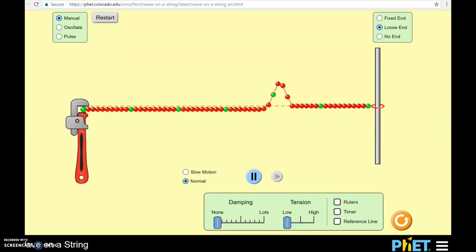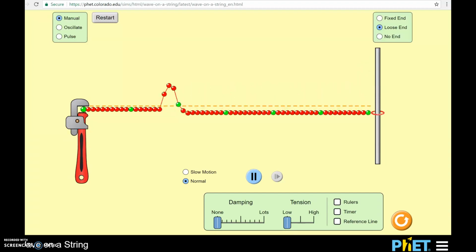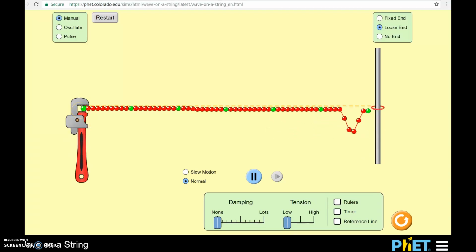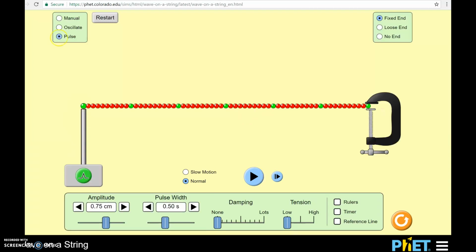It's going to reflect, but does it flip? Oh, look at that. It does not invert, as we say. It inverts on the left side because this end is still, the wrench is still fixed. But this is free, and so it does not invert. Okay. So we've just learned about reflection, but what happens if I do this?